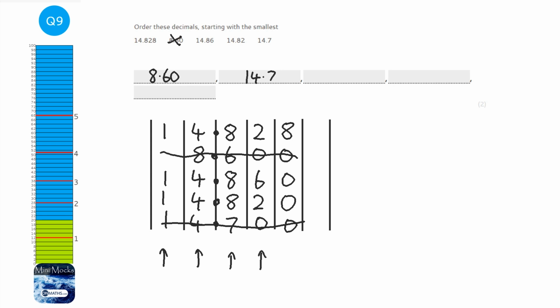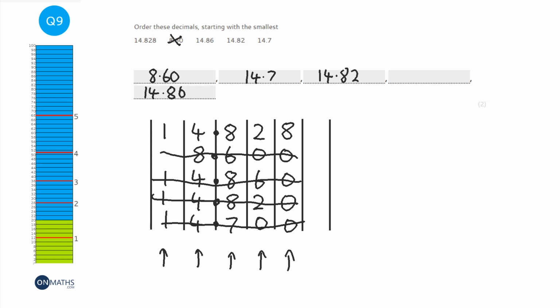Now, looking at this, there's 2 2s and a 6. Now that 6 is definitely the biggest number. So I could fill that in as the biggest number. And we've just got to work out what the smaller of these remaining 2 are. Well, let's move on a column. And you can see here that 14.82 is the smaller of the 2. And so that leaves the 14.828 in that position.